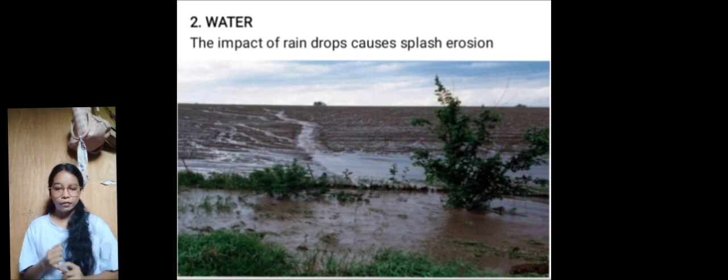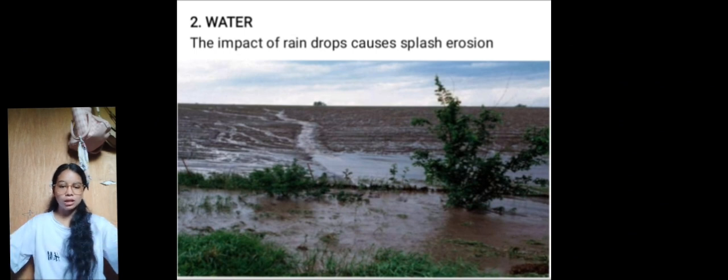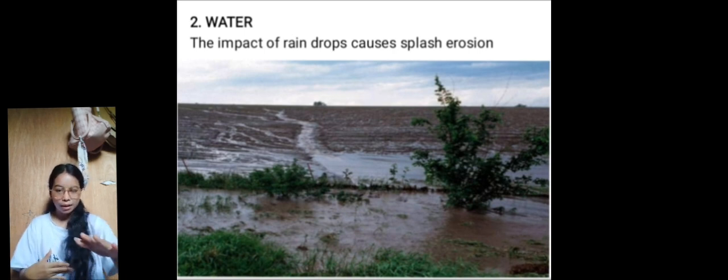The impact of raindrops causes splash erosion. So water also causes soil erosion, because too much water causes soil erosion. Too much rain causes soil erosion. Like if the rain is heavy, the raindrops, the water, carry the soil away. So it causes soil erosion, and the soil becomes finer.